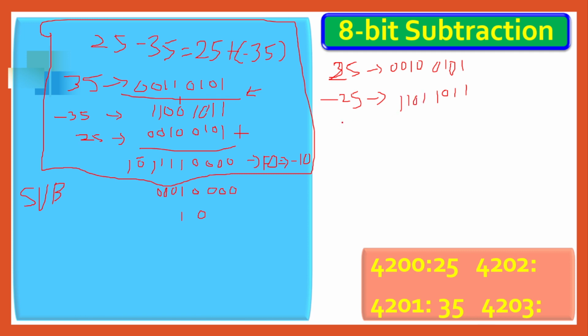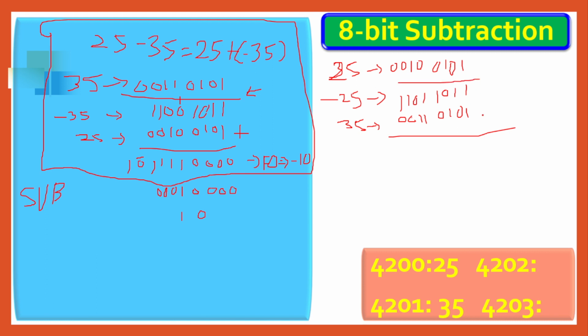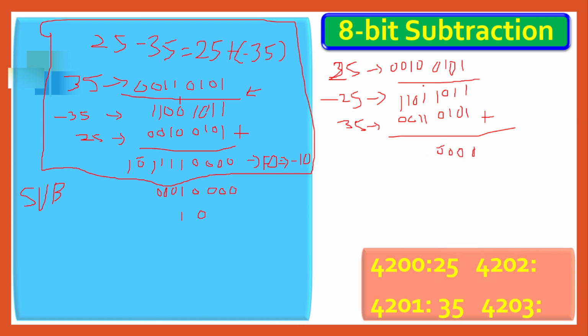This is minus 25, then 35 is 0011, 5 is 0101. So add both. Adding 1 plus 1 is 0 0 0, here also 0, then 1 here, triple 1 is 1 1, we keep 1 here, 1 1 is 0 0 0, carry 1.